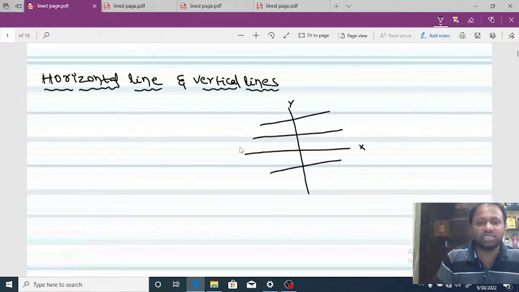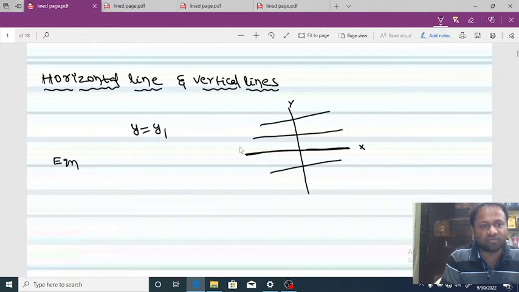The horizontal line equation is y is equal to y1. Okay, the equation of a horizontal line is y is equal to y1. So here, the x-axis, we know one condition. What is the equation of the x-axis? The x-axis equation is y is equal to 0.